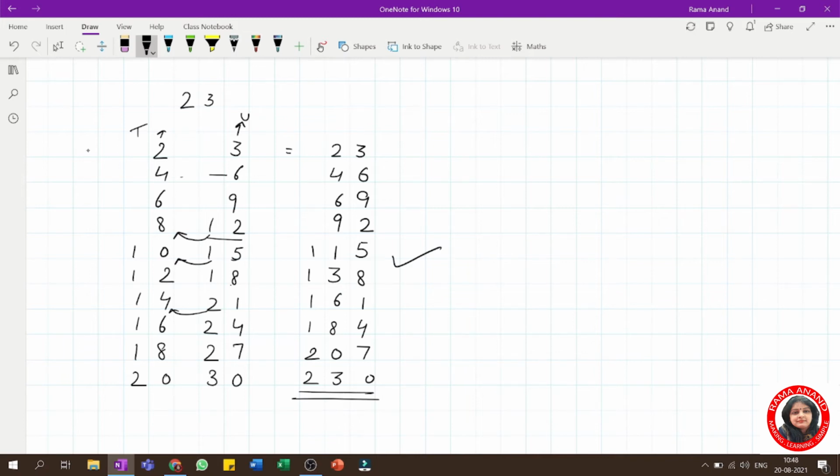Now let's try one more number. Let me take a bigger number now, this time 64. So 64, how to treat that? So first I am writing the table of 6. 6 2s are, 6 3s are, 6 4s are, 6 5s are, 6 6s are, 6 7s are, 6 8s are, 6 9s are, and 6 10s are. Then write the table of 4 over here.